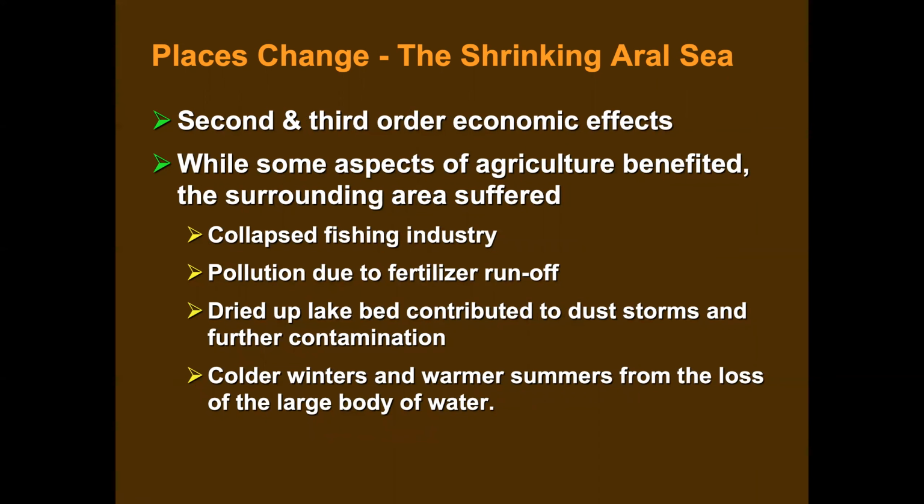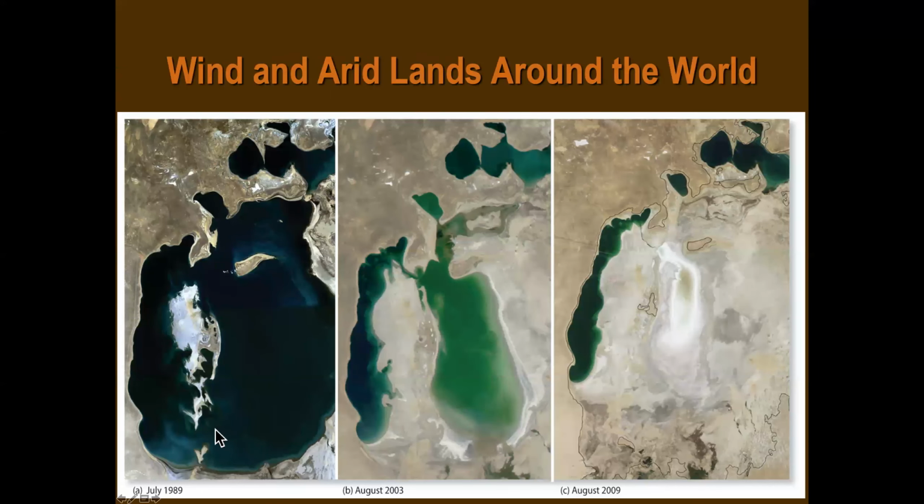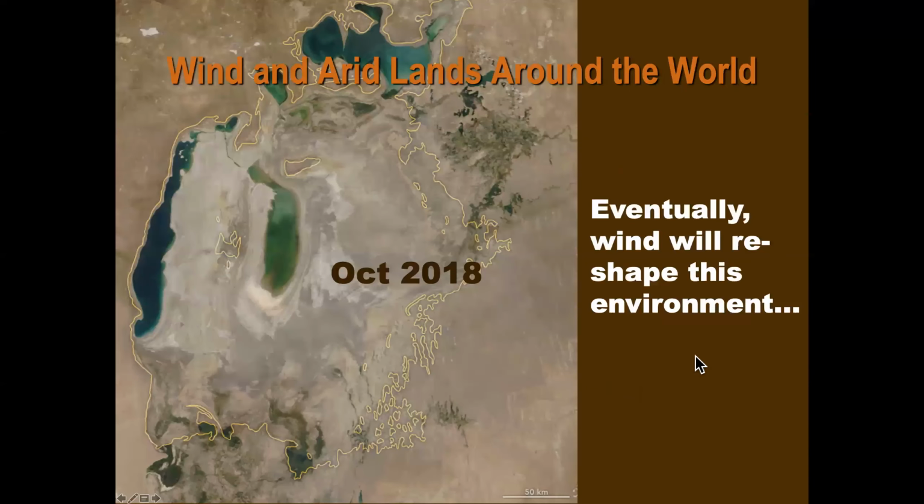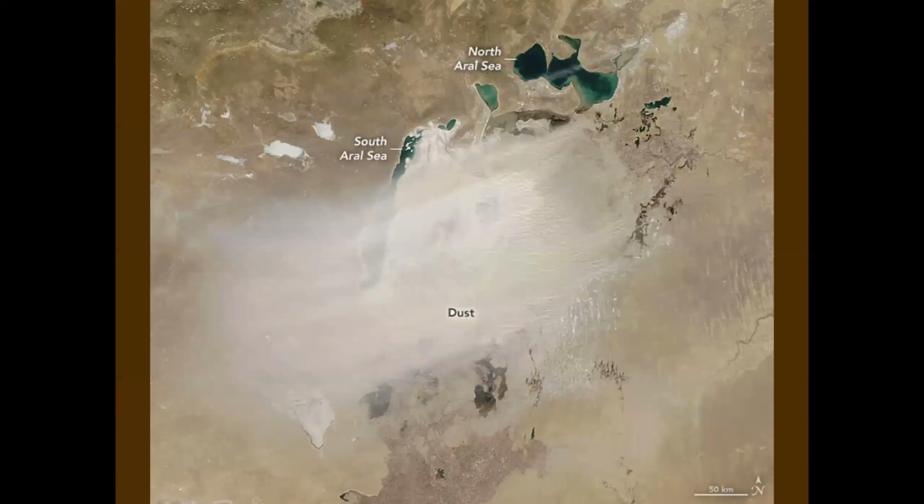Okay, there have been second and third order effects as a result. And basically the fishing industry collapsed. There's a lot of pollution because there's a lot of fertilizer that's now left behind. And because of less water, the winters are colder and the summers are now warmer than they used to be. This is an image from 89, 2003, 2009, 2018. Eventually, the wind will reshape everything you see here. And here you get a sense of what the wind can do. So a particularly windy day, this happens to be winds blowing from the northeast, and it's taking all that dust from here and turning it into a dust and sandstorm here. If there were still water here, there wouldn't be a sandstorm. That's an unfortunate second and third order effect.